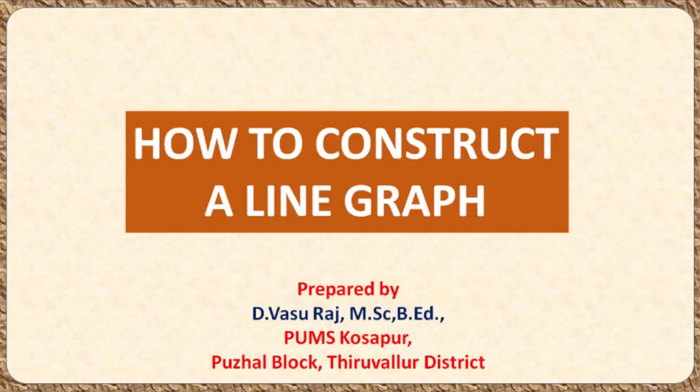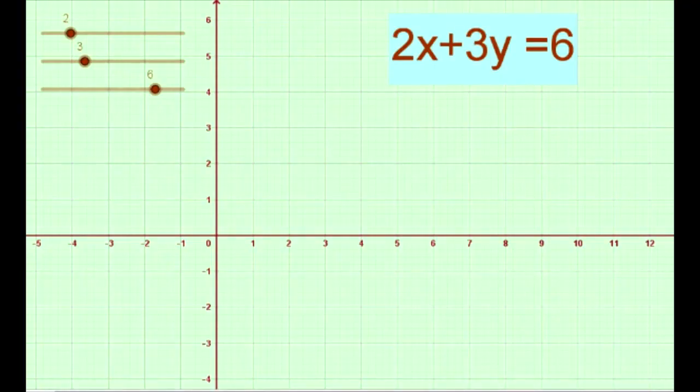Now, to draw an inequality, first you should draw the equation of the line given, or any function given. First you draw it as an equation, and then you shade according to the inequality given. First, let us learn how to construct a line on a graph. Consider the line 2x plus 3y is equal to 6. To draw a line, you need a minimum of 2 points.